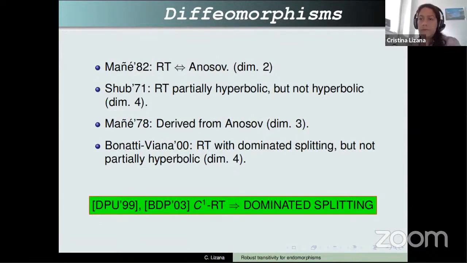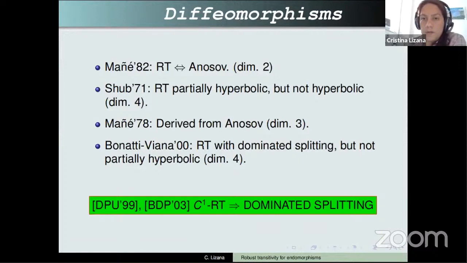We are having a student here probably. So hyperbolic means that you have a splitting of the tangent bundle in at least two subbundles. One is contracting and the other is expanding by the derivative. And partially hyperbolic, you have an extra subbundle where you don't have a uniform behavior. So these two examples of Shub and Mañé are partially hyperbolic, so you can decompose in three subbundles. You have a contracting, an expanding, and a central subbundle.